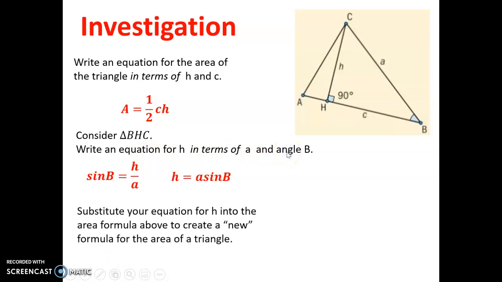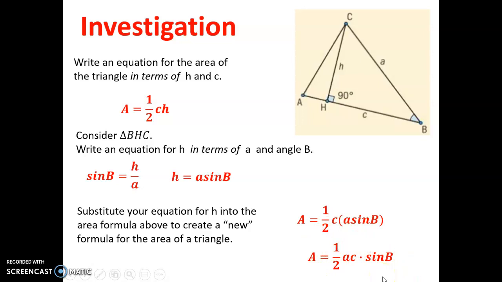Next step, substitute your equation for h, this one here, into the area formula above to create a new formula for the area of a triangle. Okay, substitutions are easy. Substitute this in here, and I hope you came up with this. This is a way to find the area of a triangle that uses trigonometry. And let me simplify this a little further. We have half times a times c times sine b. You'll usually see it written in this form.